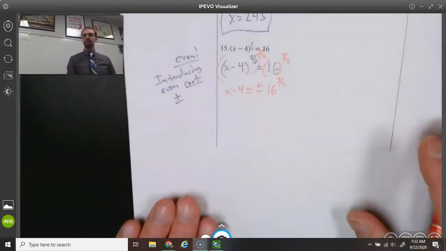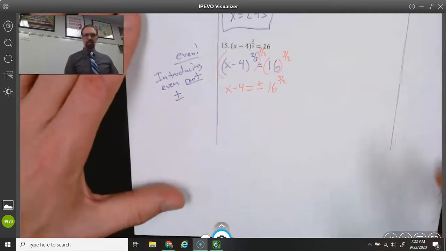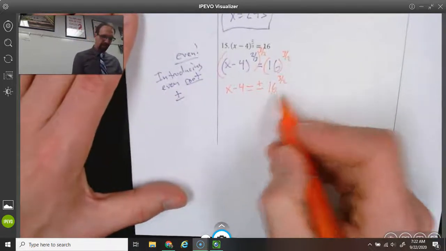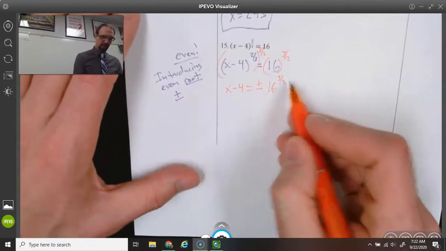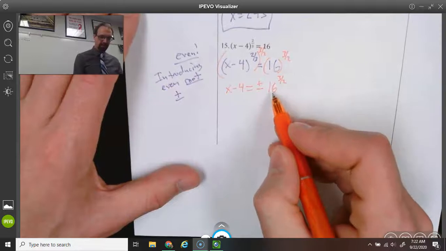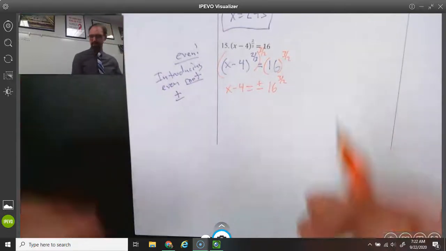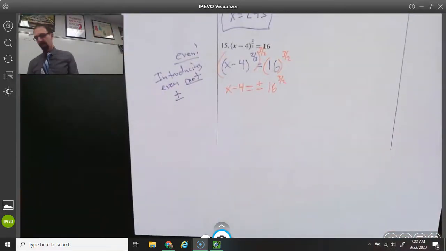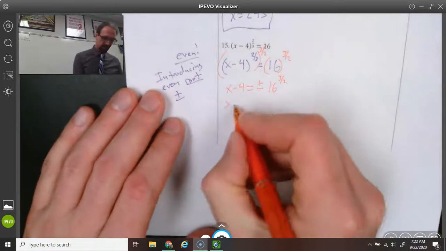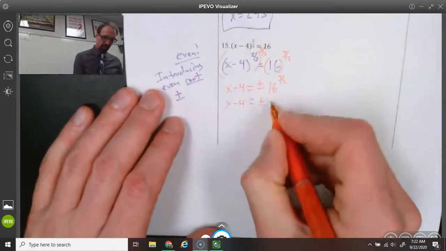Okay. So now let's go ahead and split this up. Actually, let's simplify this first. I think that's going to be a better bet. The square root of 16 is 4. 4 cubed, I think, is 256. I don't feel confident with that at all. I apologize. I should know. Nope, 4 cubed is 64. Good thing I checked. So I have x minus 4 equals plus or minus 64.